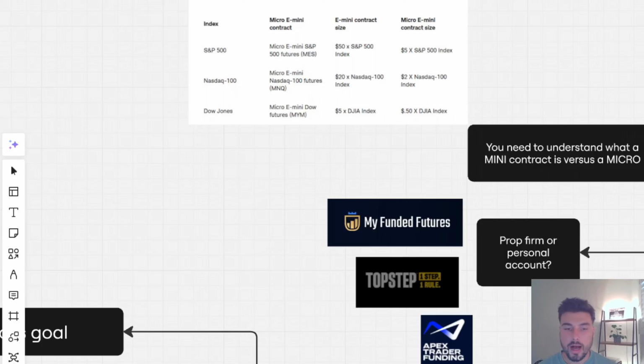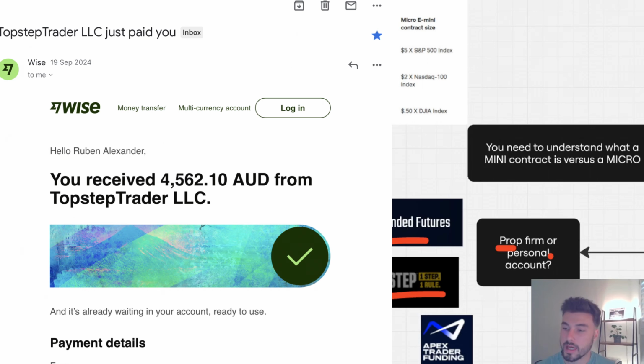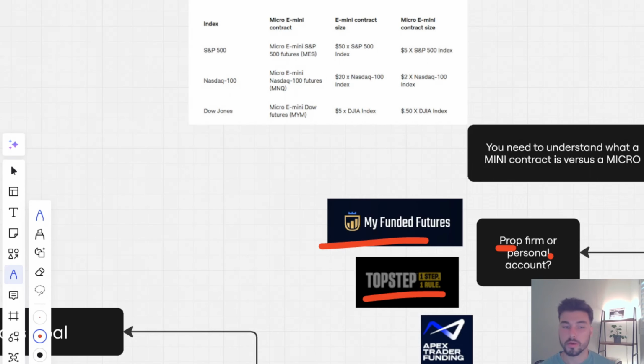One question I get asked all the time is, Ruben, do you prefer props or personal? Now, speaking personally, I have way more experience with prop firms, and these here are the main 3 prop firms. So we have MyFund Futures, we have Apex, and we also have Top Step. These are not the only 3, but these are the main 3. And each of these prop firms I've personally had payouts with, and multiple payouts with. I'll put those on the screen here.